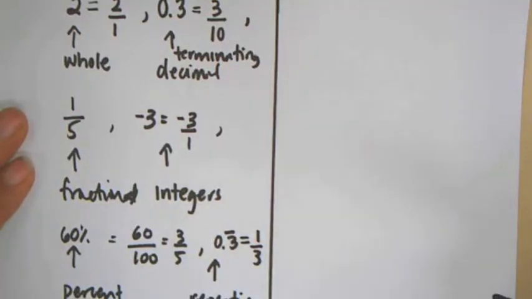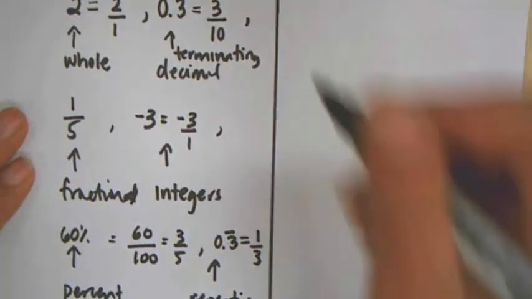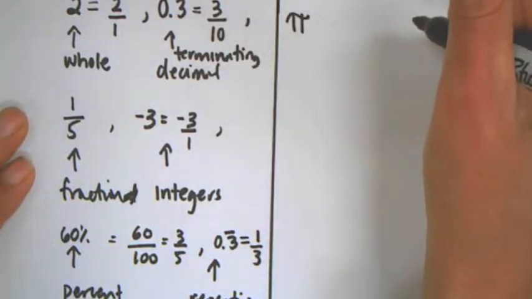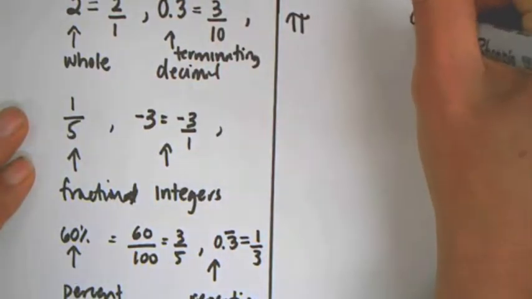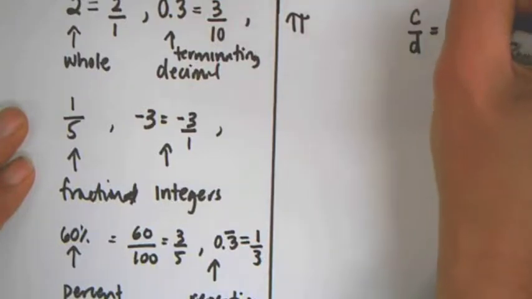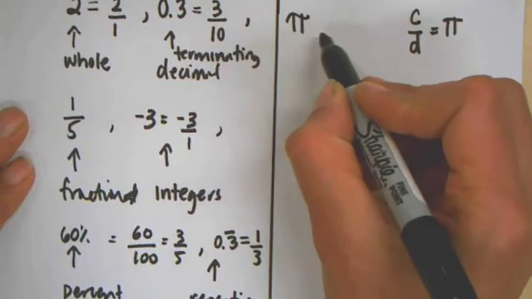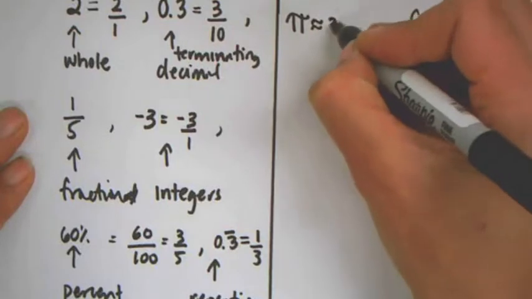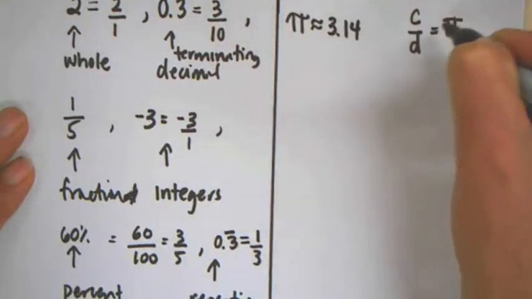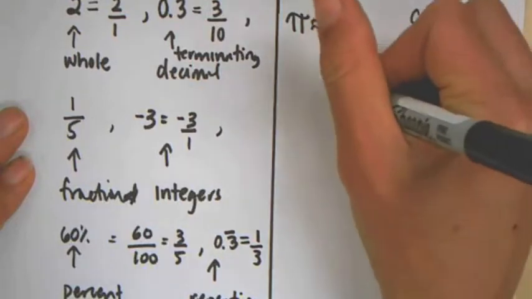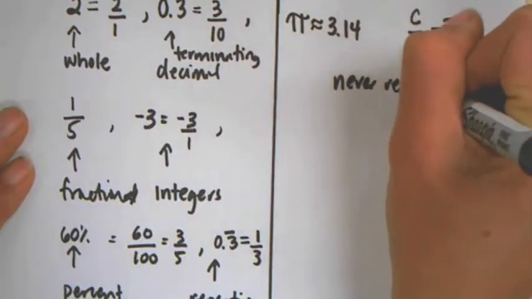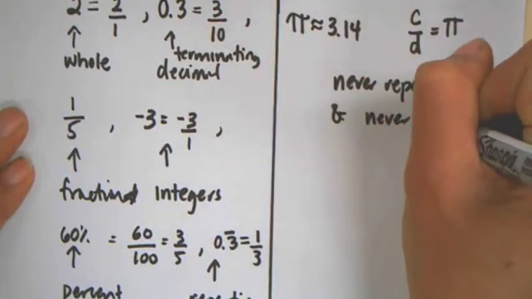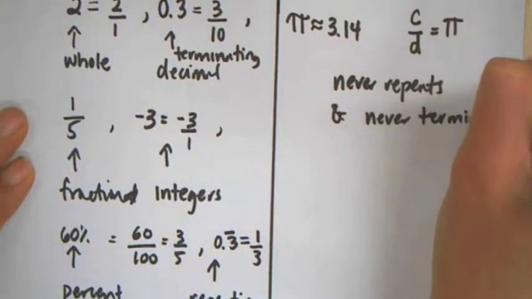So now let's think about what would not be rational, something that you cannot write as a fraction. In 6th grade, you studied the concept of pi, and this is the ratio between the circumference of a circle and the diameter. That's equal to pi. And if you did this division, it's actually going to go on forever and ever, and it never repeats and never ends. So sometimes we'll say it's approximately equal to 3.14, and it goes on 1.59, and it never repeats and never ends or never terminates.